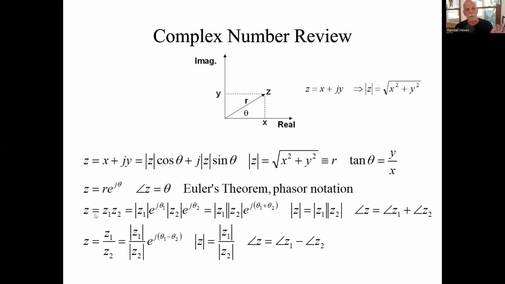What if you have a product of two complex numbers? What is the magnitude of the product? It turns out to be the product of the magnitudes, and we're going to use that in a minute. And if you look at how you express it in phasor notation, the angles add. When you multiply two complex numbers, their magnitudes multiply and their angles add. And if you divide them, the magnitudes divide and the angles subtract.